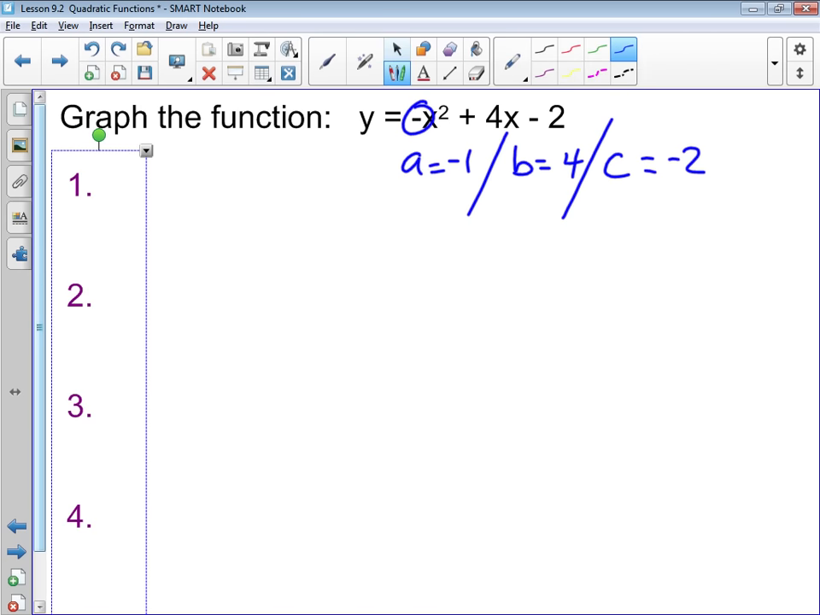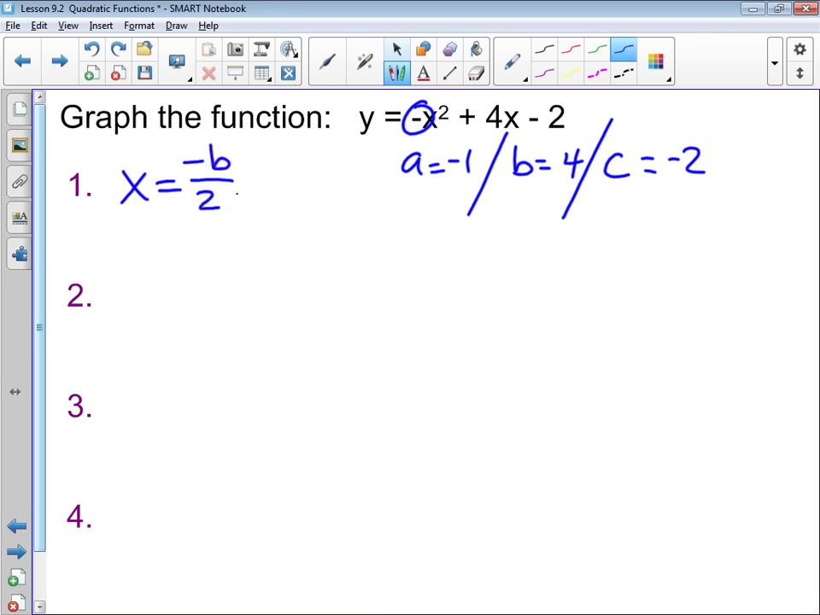The axis of symmetry is given by the equation negative b over 2a. So if I put 4 in place of b, I get negative 4 over 2 times negative 1. Negative 4 over negative 2 equals 2. So the axis of symmetry is x equals 2.